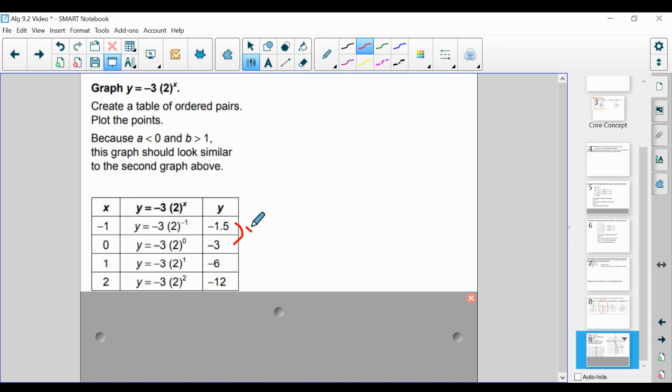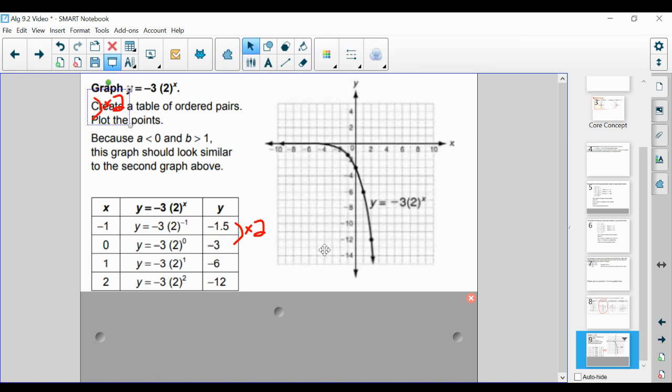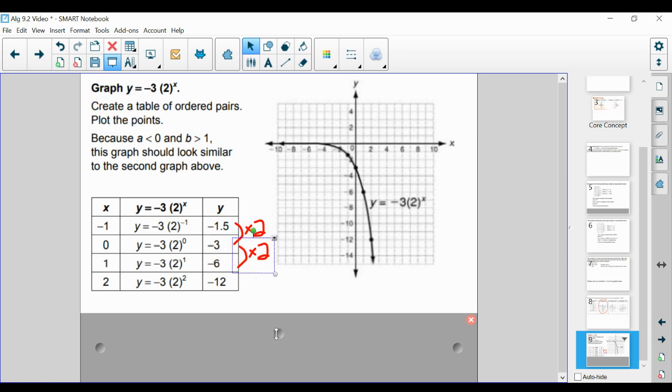Negative 1.5 times 2 is negative 3. Negative 3 times 2 is negative 6. Negative 6 times 2 gives us negative 12. So our y values are increasing by a factor of 2. And the reason is we have a 2 inside our parentheses. 2 is going to be our b value. And when we plot these points, we're going to see that this is going to be our graph.